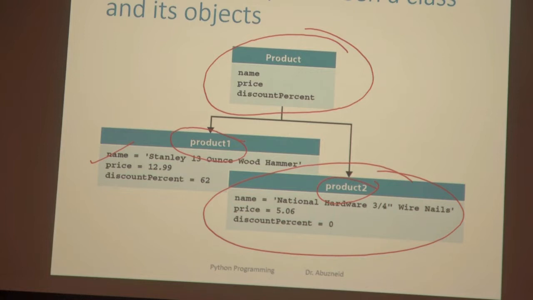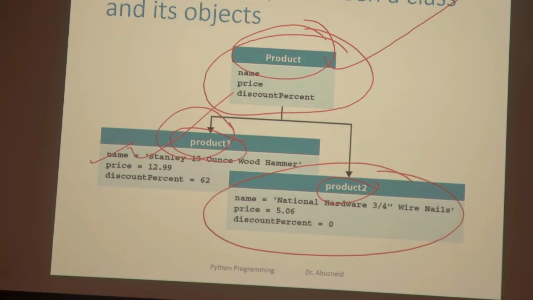So what are product one and product two? What's the difference between a Product here with a capital P and a product one here? The first one is a blueprint. The second one is the actual product. What's the difference between a map for a house and the real house? The map of the house is a class. It's not existing. It's like an idea.